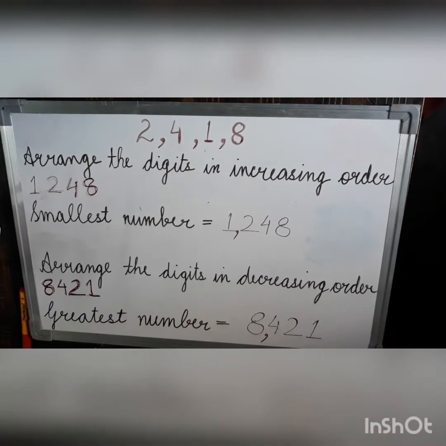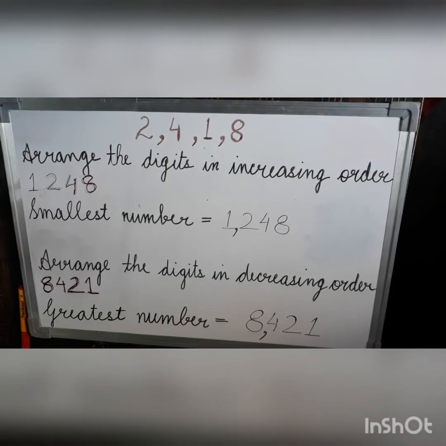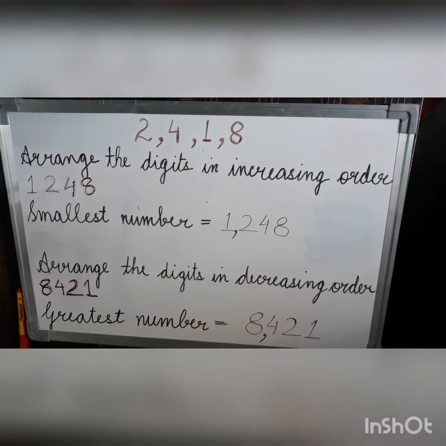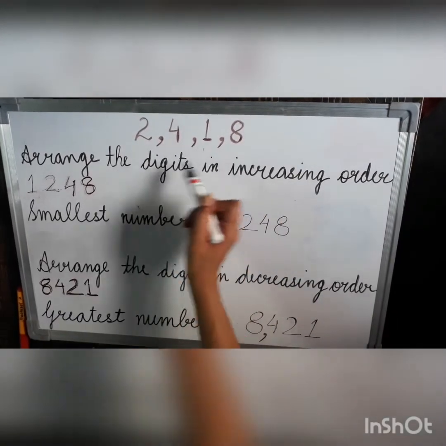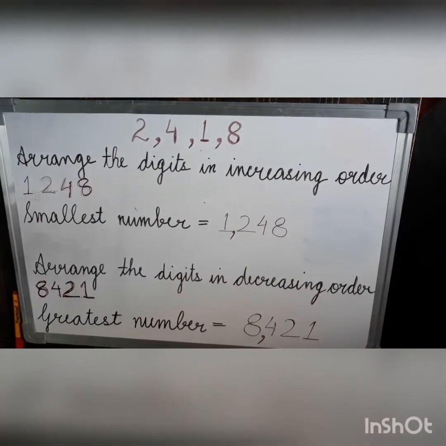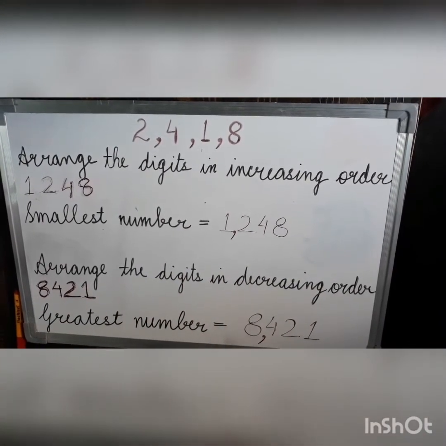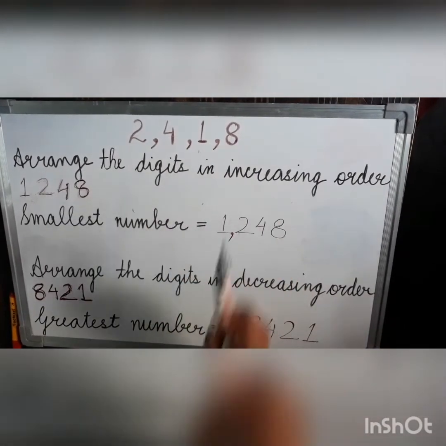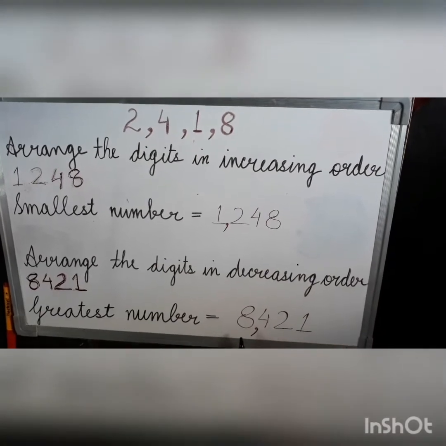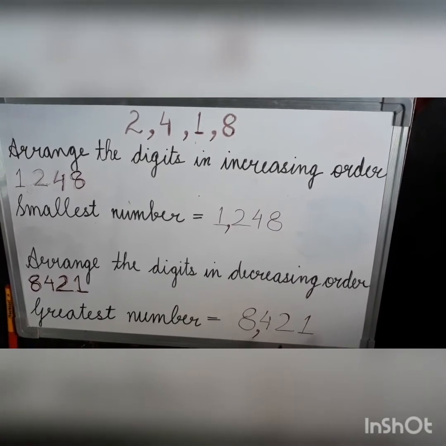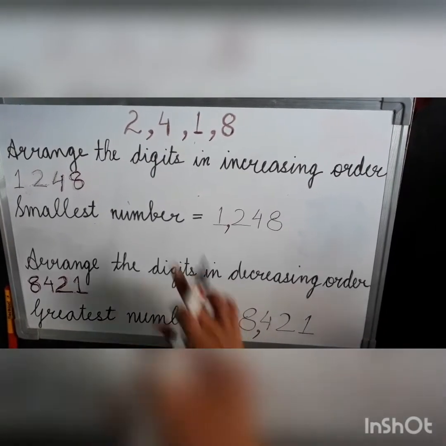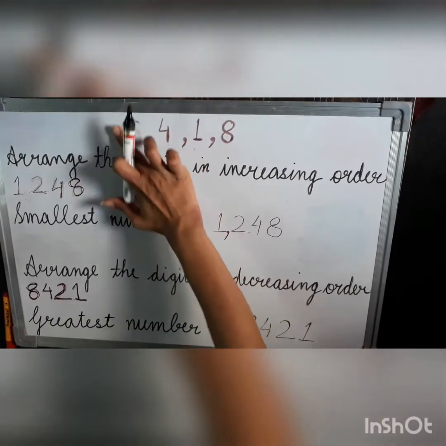Now if we want to make the greatest 4-digit number using these 4 digits, for that we have to arrange the digits in the decreasing order. Now if we arrange these digits in the decreasing order, what will come first? 8, then 4, then 2 and then 1. So the greatest number which is formed by using these 4 digits is 8421.